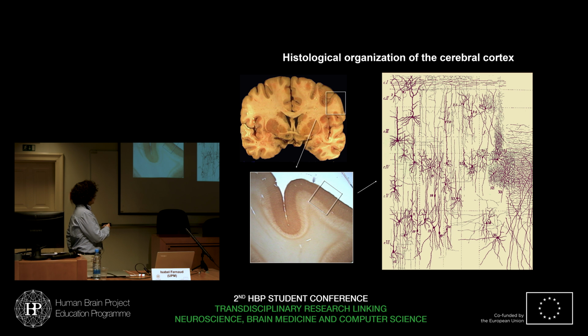Macroscopically, you can see that the cortex is organized in layers. Depending on the part of the cortex you are studying, you have a variable number of layers, but the typical cortex is composed of 6 layers, being number 1 the outer layer, the closer to the surface, and layer 6 the deeper one, in contact with the white matter.